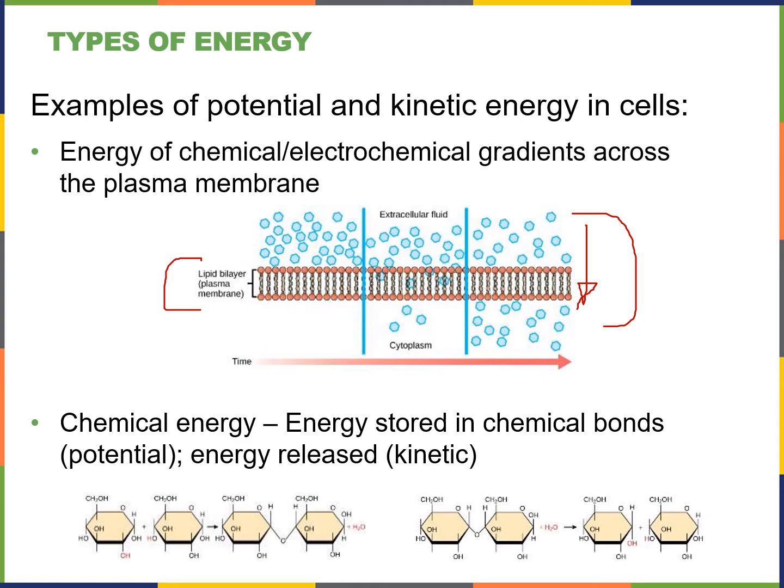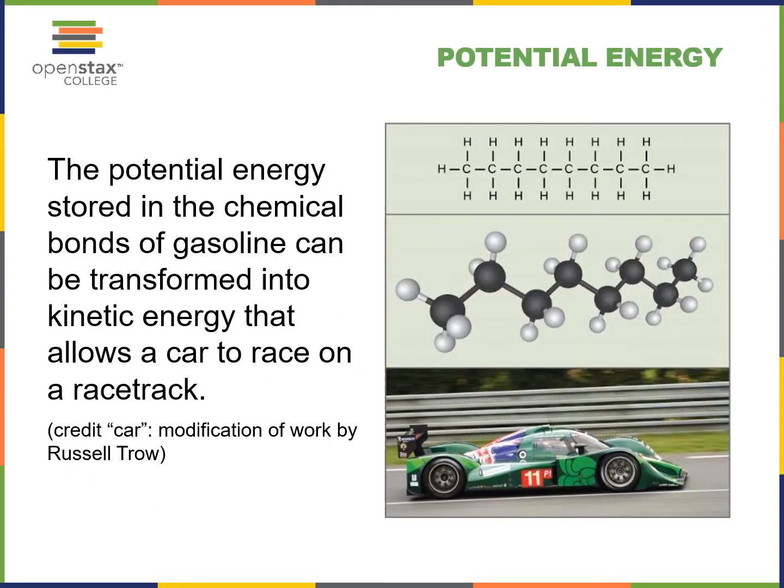There's constantly all sorts of things moving in and out of the cell. Chemical energy, energy stored in chemical bonds, this is going to be a major type of potential energy. This is one of the biggest examples of potential energy in cellular reactions. So all of the energy within these bonds here, so you can see this oxygen bond here, once this oxygen bond is broken, then energy can be released and the energy then becomes kinetic. So energy stored in chemical bonds, that's the potential energy. When those bonds are broken and the energy is released, it becomes kinetic.